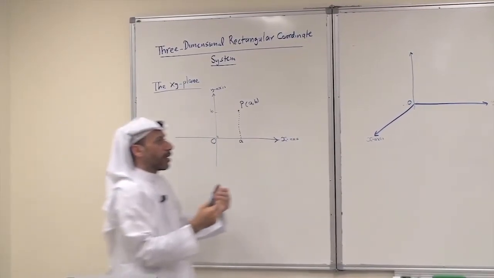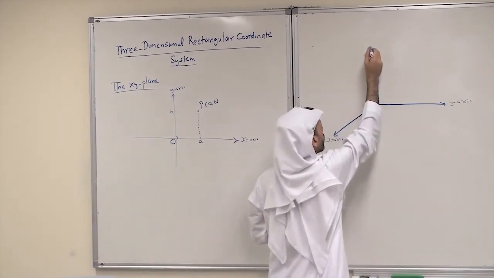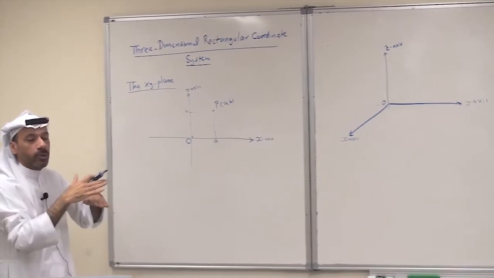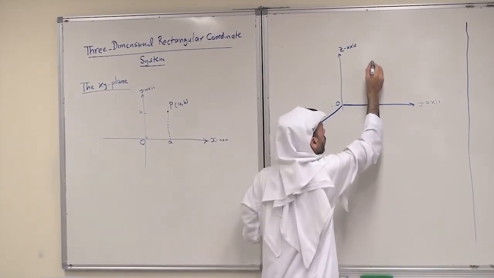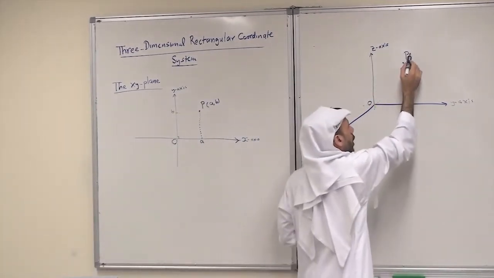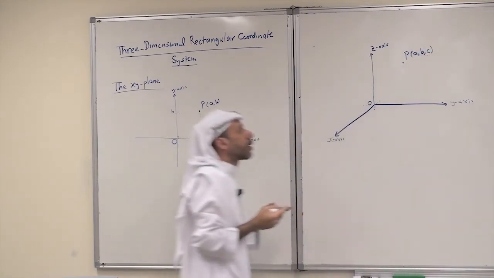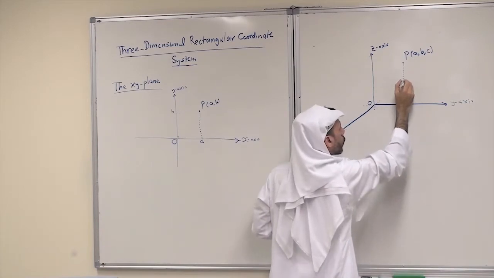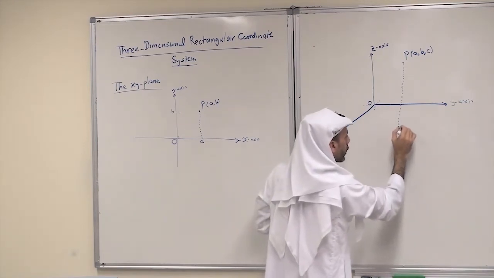The extra one, to signify the movement upward or downward, the third line, I will call the z-axis. So I have now three perpendicular lines. Now a point in this space can be described really by three numbers. We write them as an ordered triple: A, B, and C. What is A, and what is B, and what is C? Well, take the projection of the point onto the XY plane. In the XY plane, it is just really A and B.